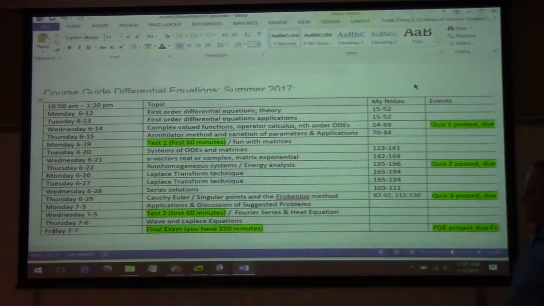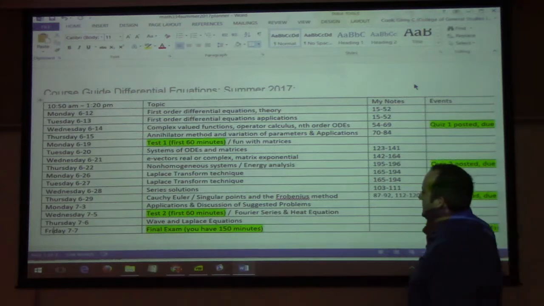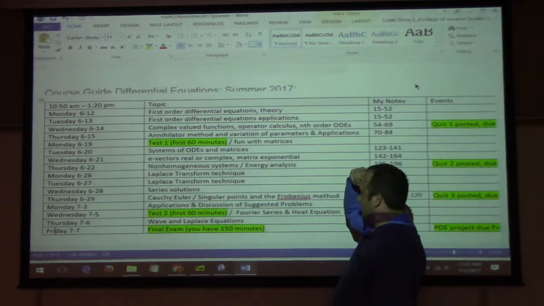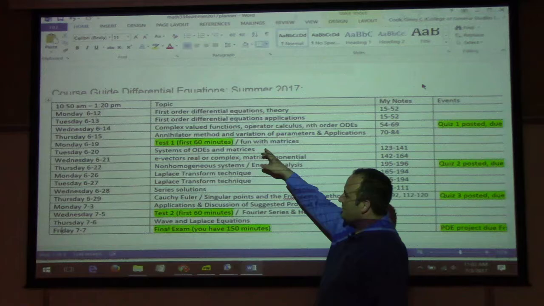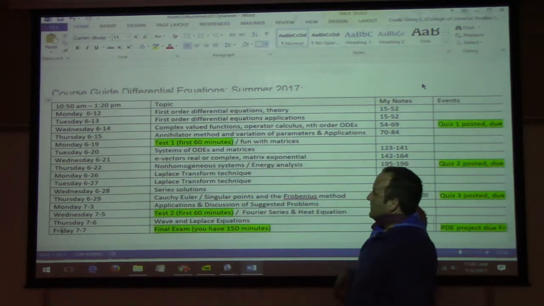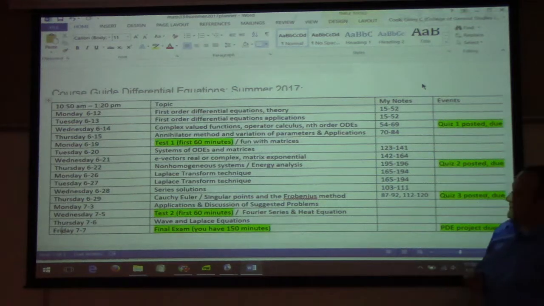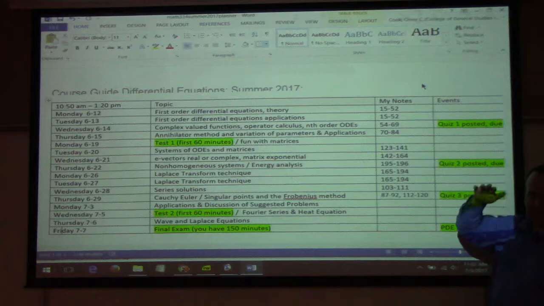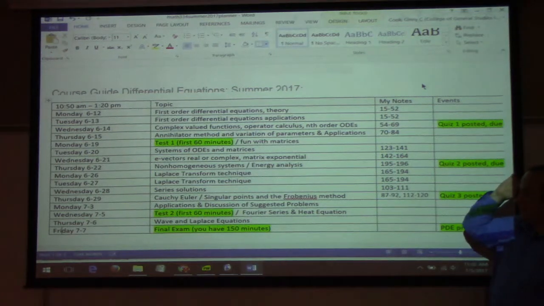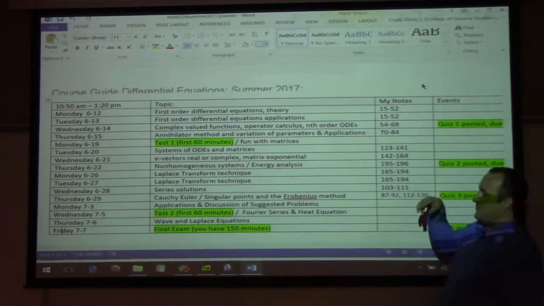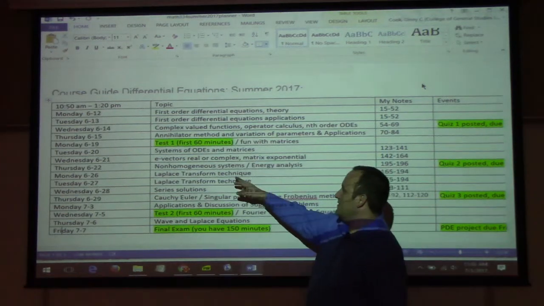So here's the course planner, as you know. You may recall fun with matrices. And then we did how to solve systems with eigenvalues and eigenvectors, right? And we saw real and complex eigenvectors. We saw how to use the matrix exponential when there's not enough eigenvectors, right? Talked a little bit about energy analysis. That was the potential energy diagrams we looked at, right? And then we also talked about how to solve non-homogeneous systems. I solved like one of them.